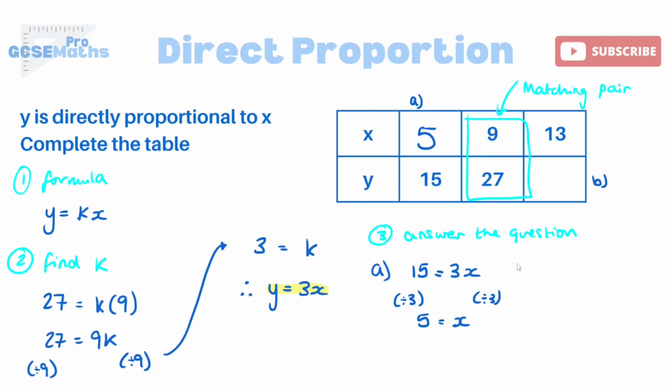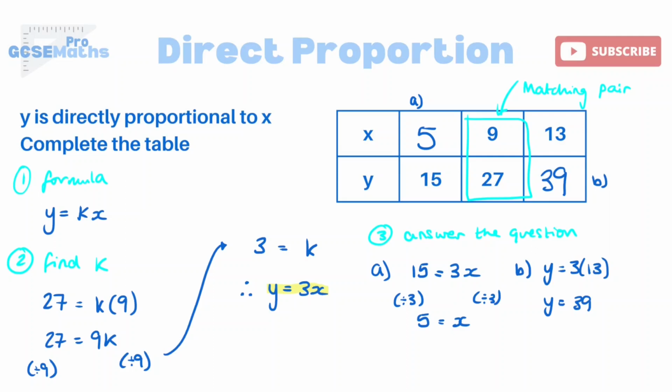And B, same again, except you see how now we've been given x. We've been given x as 13, we need to find out y. So when I use this formula, I don't know what y is, so I've still got y equals, and then 3 times x, but x is 13, so that's what I'm going to substitute in. This one doesn't need any rearranging, does it? All I need to do is work out what is 3 times 13, which I know is 39. There's my answer.